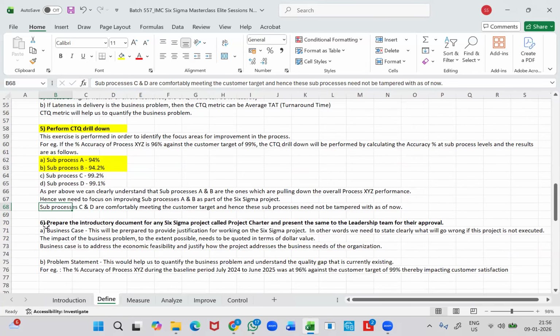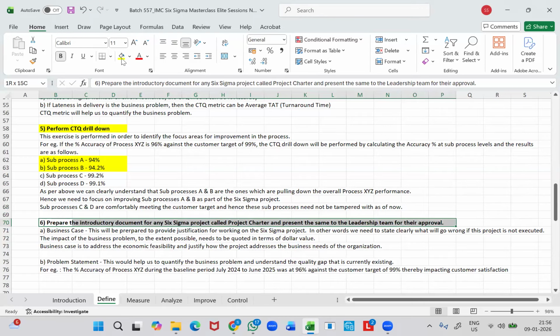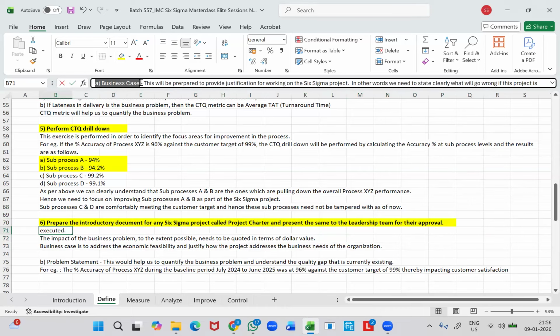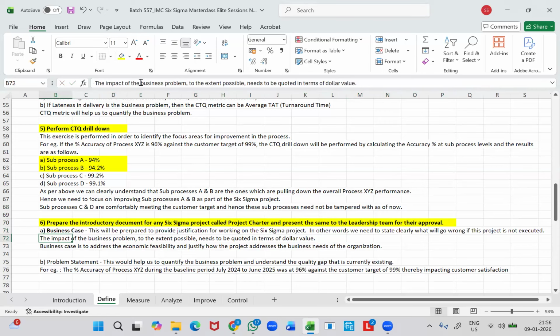Now, after performing the CTQ drill down exercise, the project team will prepare the introductory document for any Six Sigma project called the Project Charter, and will present the same to the leadership for their approval. Only after leadership provides their approval will the project team be able to proceed further on this project exercise, right? So there are various elements that are part of this project charter. We will understand all these basic elements that you would find in a project charter.